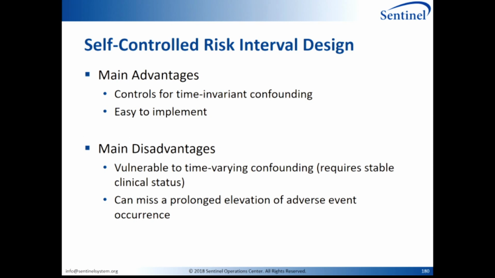So if in fact you have an exposure and an outcome where the outcome is elevated for the entire period of both the risk and control window, you won't detect it, because what you're looking at is a comparison among periods, not for that sustained risk. In those kinds of situations, the propensity score match design or the new user cohort design would be a better fit.